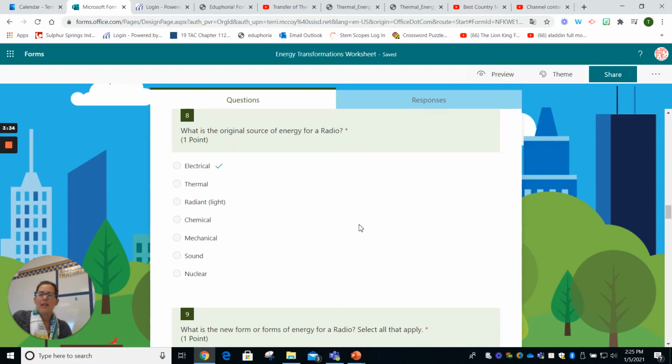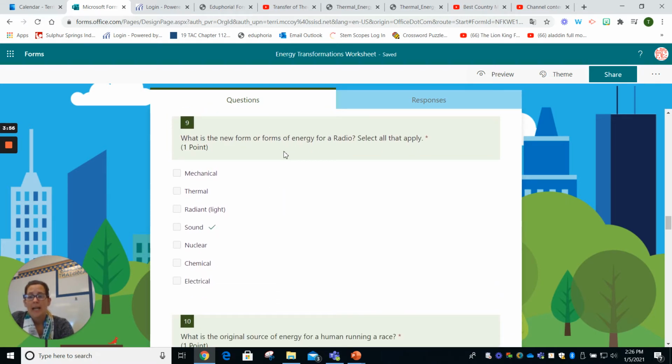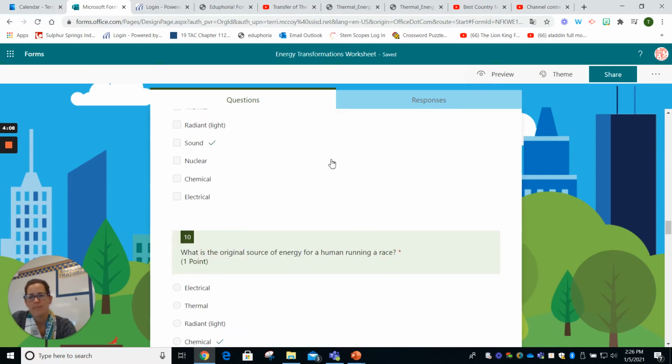What is the original source of energy for a radio? Hopefully you've all seen a radio in the past. I have one in my car and I listen to the radio every time I get in there. I reach over and turn it on, but it wouldn't work without electricity. So the original source of energy for a radio is electricity. And what does the radio turn that electricity into? Number nine, the new form of energy is sound. Okay, so we start with electrical energy. We turn on the radio, and it turns that electrical energy into sound energy.